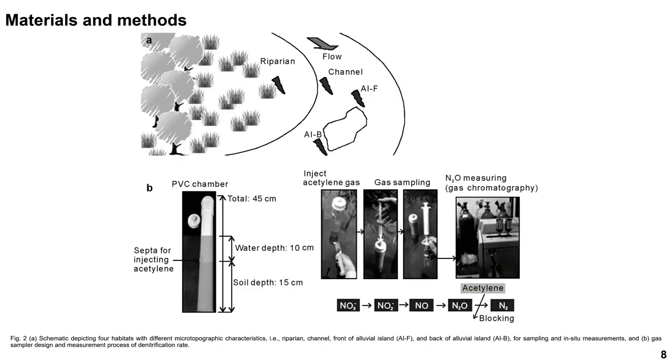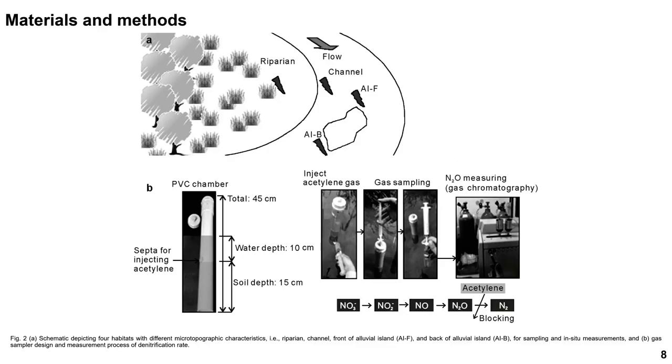Alright, here we go to see how each habitat is classified. A sampling site with a meandering part in the streams and with an alluvial island was chosen because of the hyporheic exchange flow in figure 2a. Four habitats with different micro topographic characteristics, that is riparian, channel, front of alluvial island and back of alluvial island, within each site were designated for sampling and in situ measurement, as you can see in figure 2a.